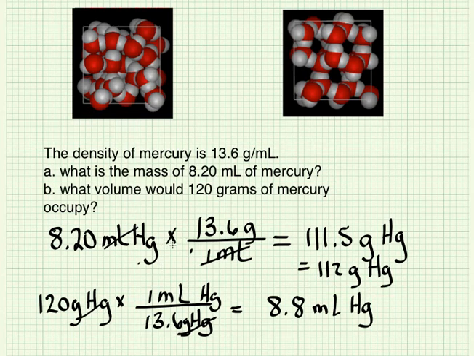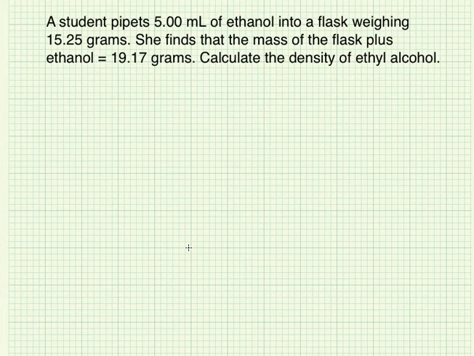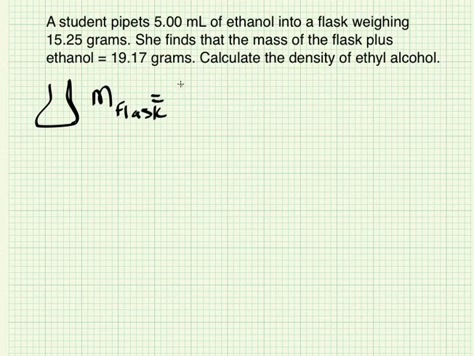Let's try another one. Okay, now this is going to be more in line with if you were doing an experiment. We have a student who pipettes 5 milliliters of ethanol into a flask weighing 15.25 grams. So we've got this nifty little flask here. I'm going to do some nice drawing here. And so I know the mass of my flask is 15.25 grams.